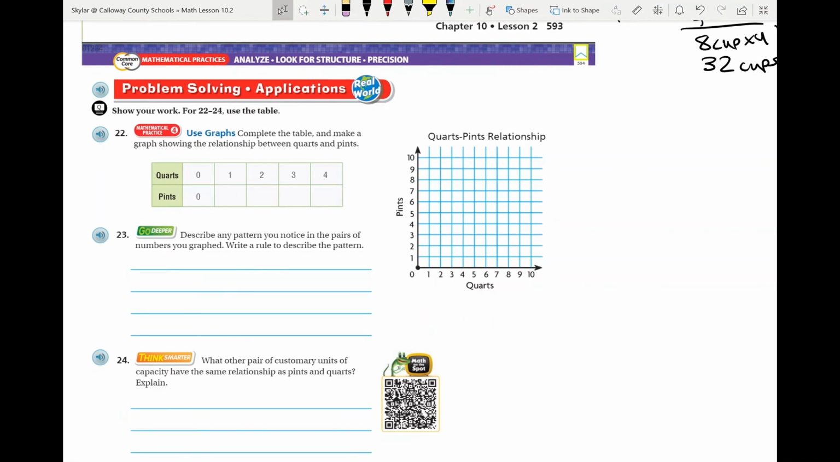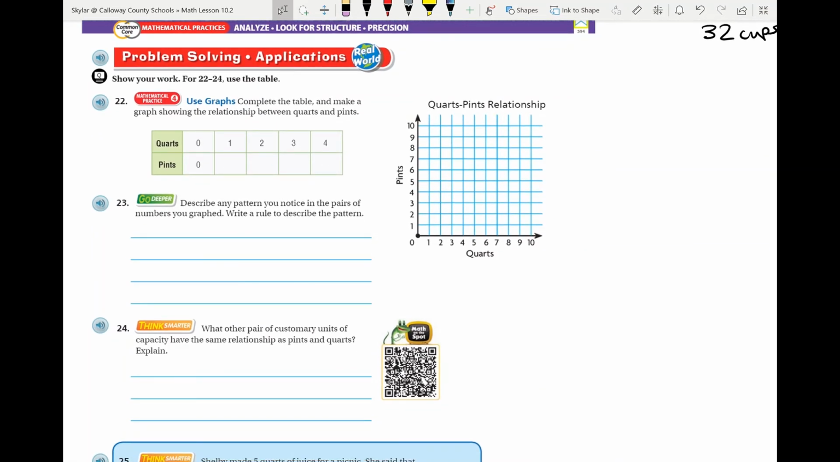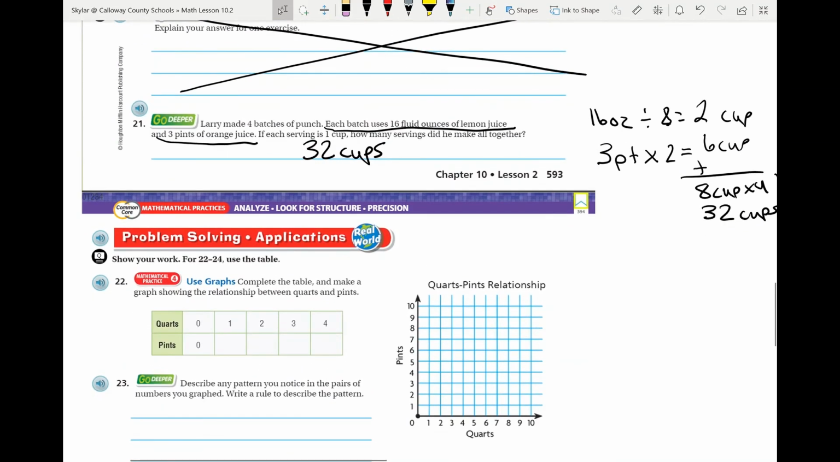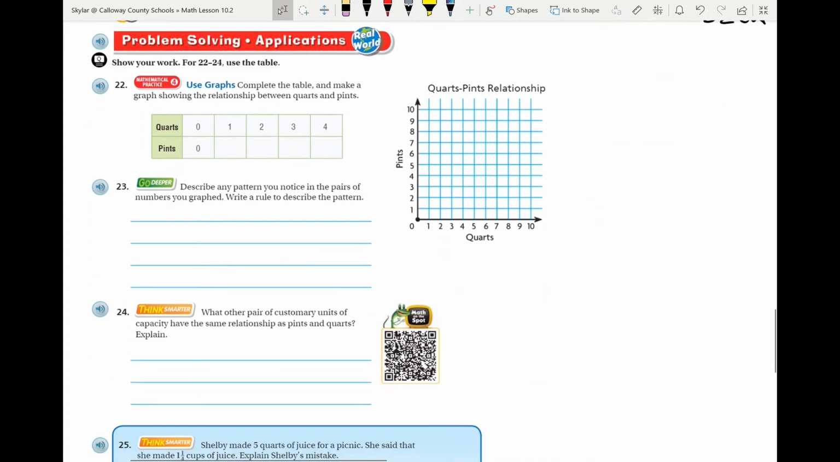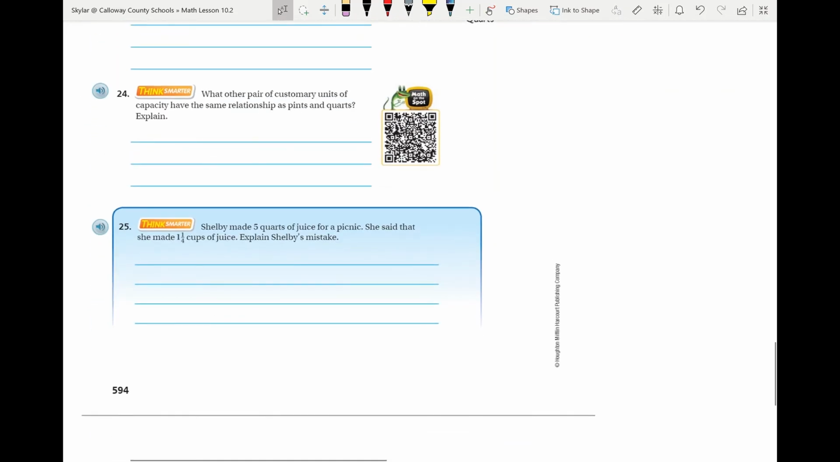So for number 22 and number 23, what that's going to show you is something I already showed you, is that both quarts and pints, and that pints and cups have the relationship of 2. There's 2 cups in a pint, 2 pints in a quart. That's what that will help you out with. So number 25, let's take a look at this and let's work this out together. And I'll give you all a chance to kind of work it out on your own as well, along with me. So Shelby made 5 quarts of juice for a picnic, and she said that she made 1 1/4 cups of juice. So let's see what she did wrong here.